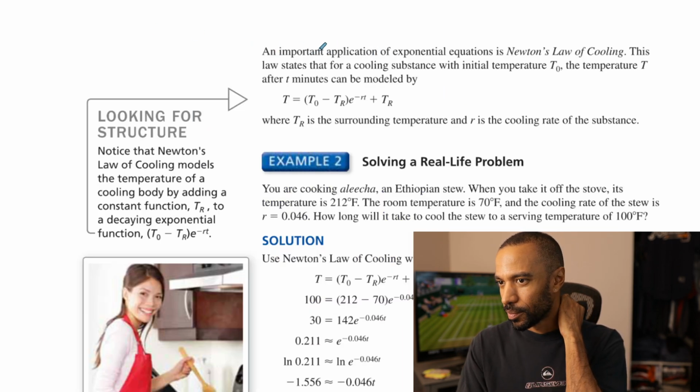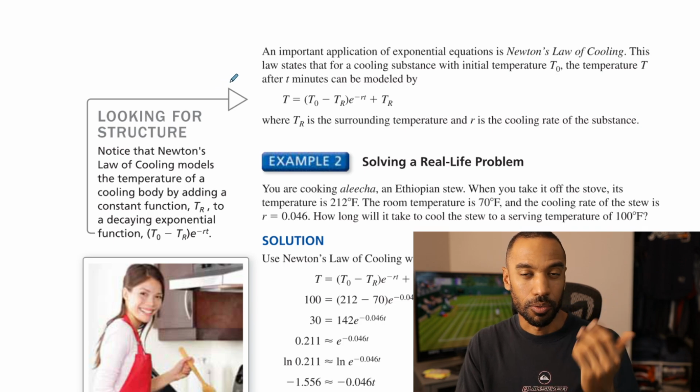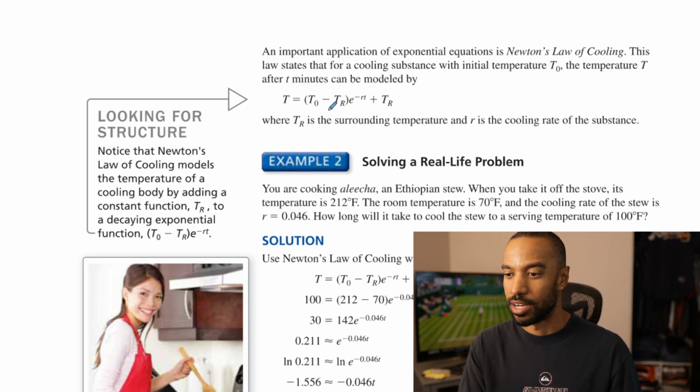Okay. An important application. I don't know what this has to do. I didn't expect this to show up.